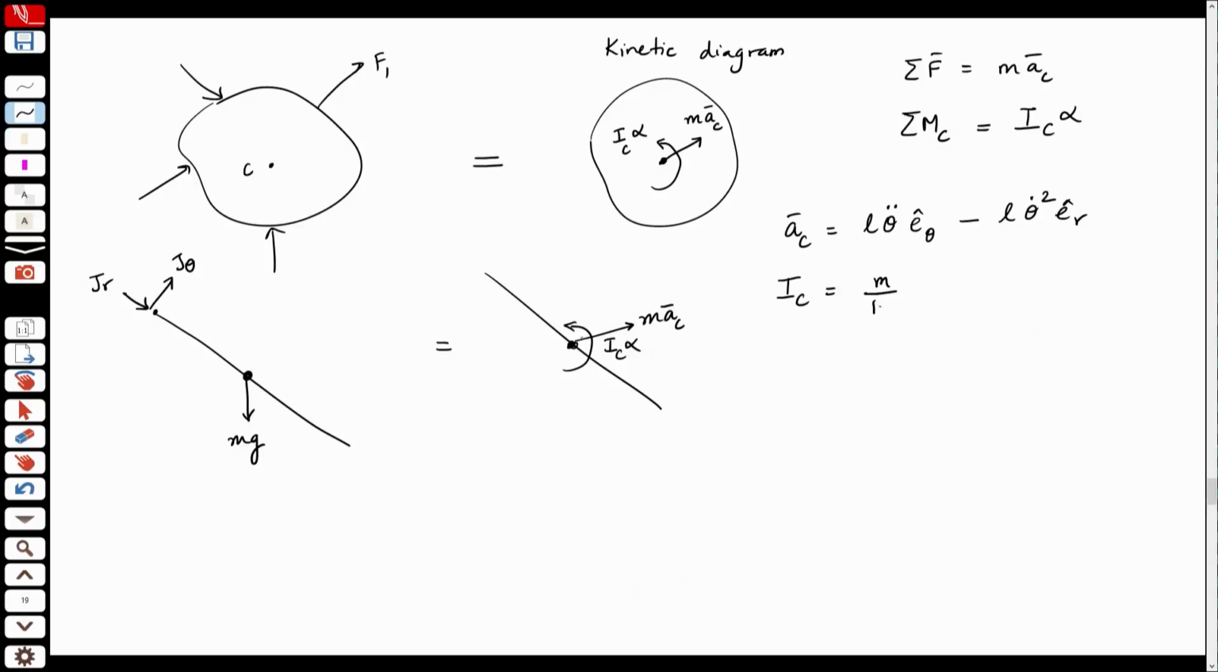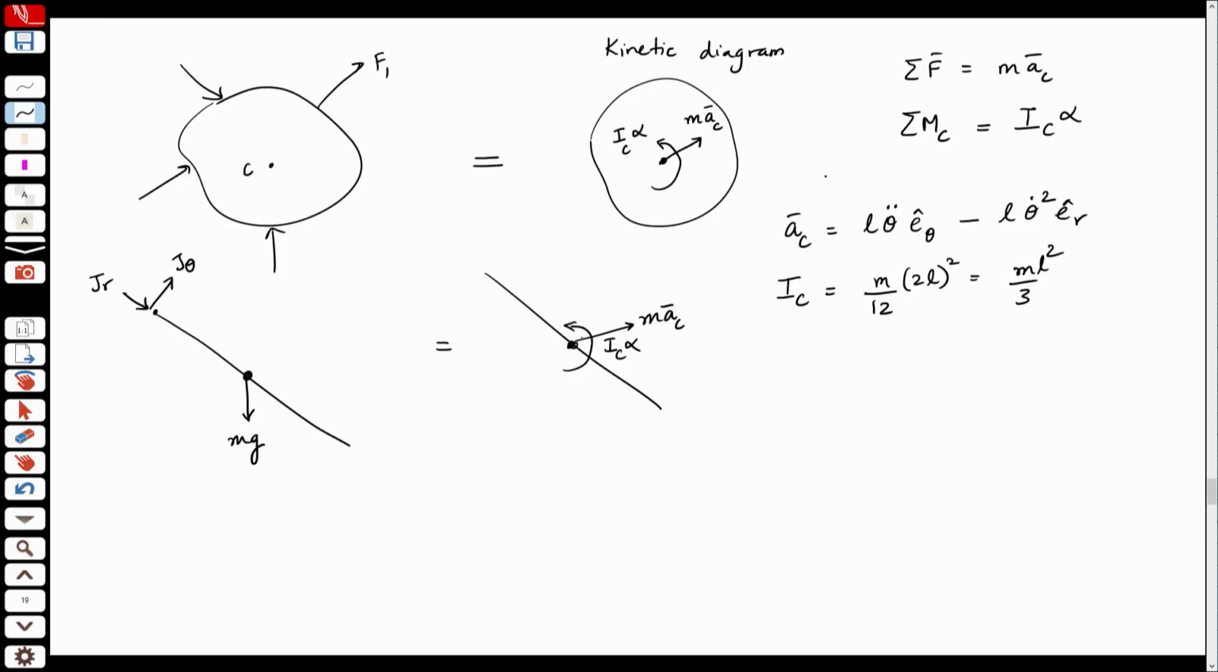And what did we find I c to be? M by 12 2L square. So, ml square by 3. Remember, we have taken L as 2L here, that is why usually you will see ml square by 3 for the moment of inertia about the fixed pivot. In this case it will change if we are writing out C, then we will find that.